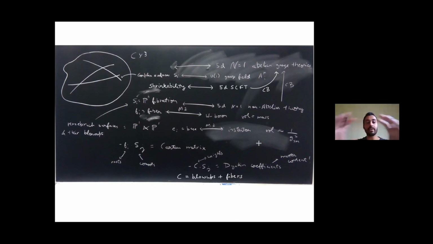In this way, if you're given a geometry like this, such that all the surfaces are P1 fibered, and such that the intersection matrix associated to the geometry is actually the Cartan matrix of a finite Lie algebra, then you can associate to it a 5-dimensional N=1 non-abelian gauge theory. Or if you start with a 5-dimensional N=1 non-abelian gauge theory with some matter content, you can write down such a local geometry corresponding to it.